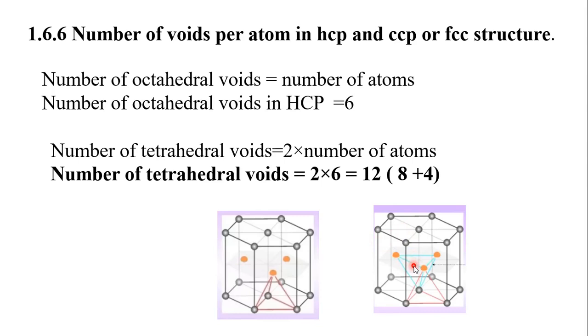So in FCC, octahedral voids are 4 and tetrahedral voids are 8, and in HCP, octahedral voids are 6 and tetrahedral voids are 12.